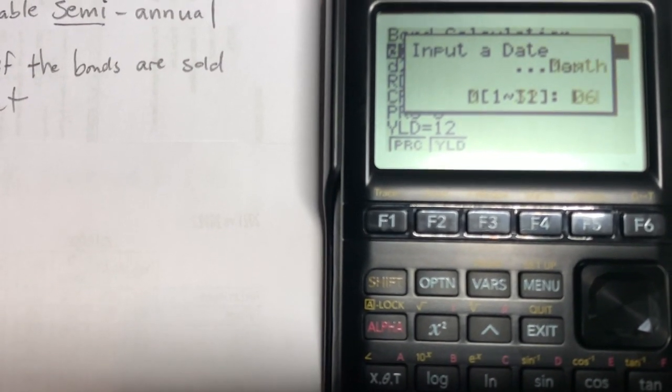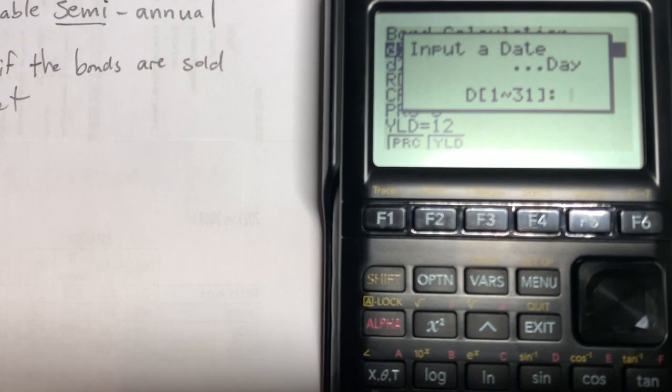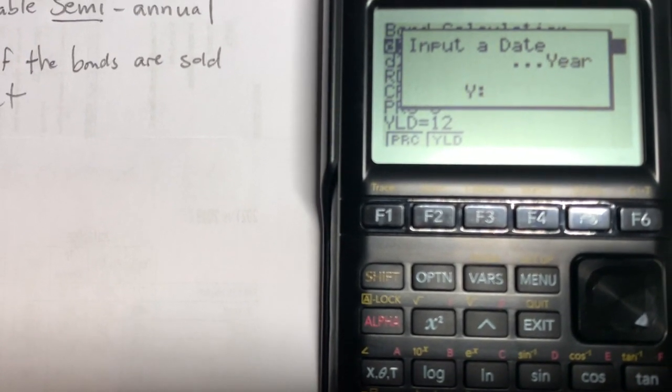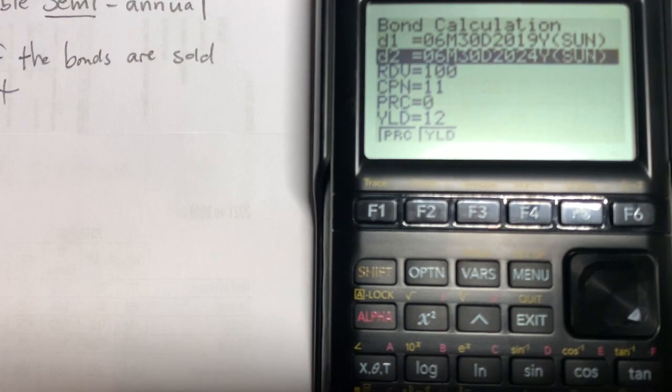So 06 is how you'll enter your month, and then next is the day. Just enter 30, and then next is the year, which is 2019. So that'll get you there.